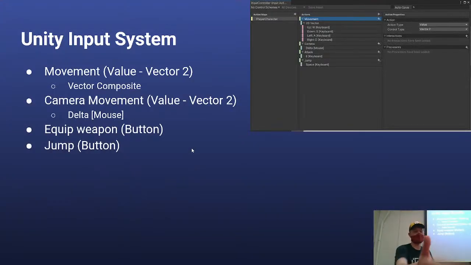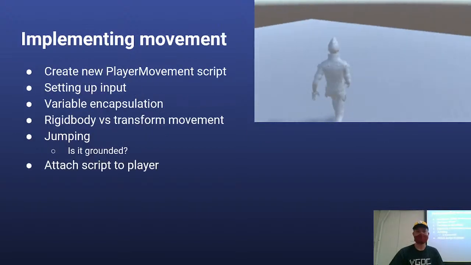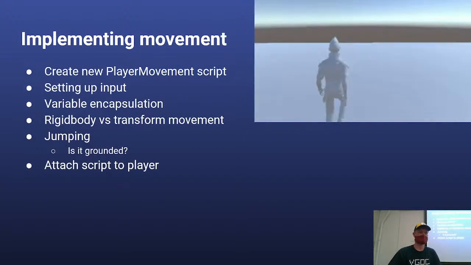Now we set up the movement, which is a value in vector 2 or vector composite. And then camera movement, we set that up as a vector 2 as well, using delta mouse, and then equip, and then jump. We set all those up, so we're good. And next, we're gonna implement the movement.